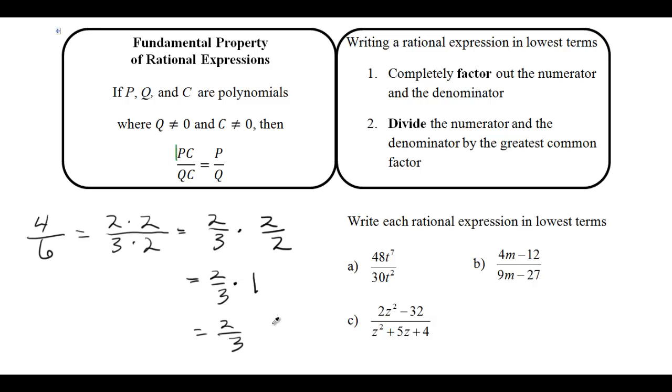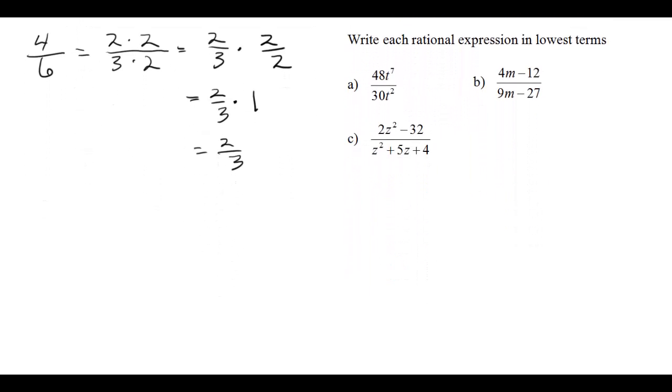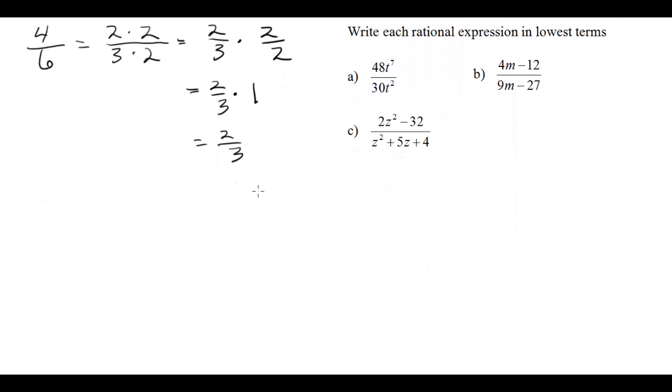So now let's use this rule to express our rational expressions in lowest common terms. First, we're going to factor the numerator, and then we're going to factor the denominator completely. This is going to give us the greatest common factor. Once we get the greatest common factor, we're going to divide the numerator and the denominator by the greatest common factor, and that's going to simplify it.